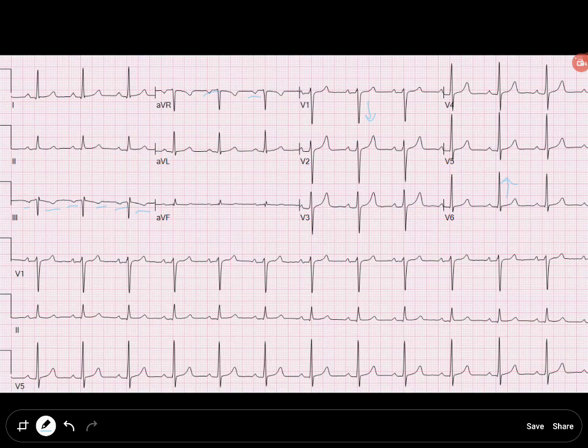This is a normal sinus rhythm. It is a rhythm that I would love to see every single day.